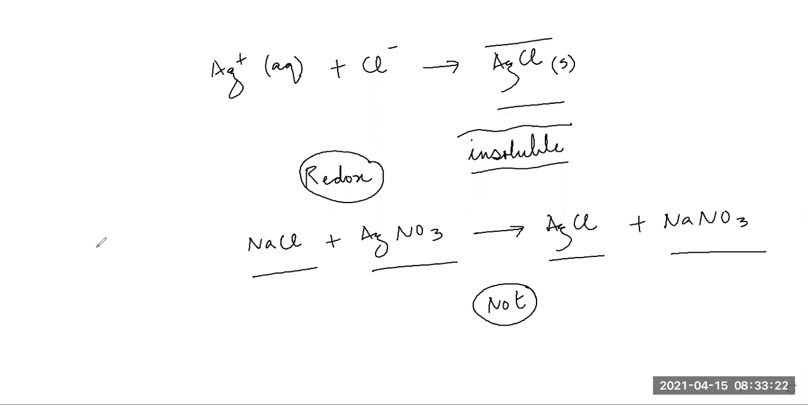Okay. One more thing. See that, students, the Ag+ cation and the Na+ cation have exchanged their anions, NO3- and Cl-, and a precipitate of AgCl is formed. It's an example of a double displacement and precipitation reaction.